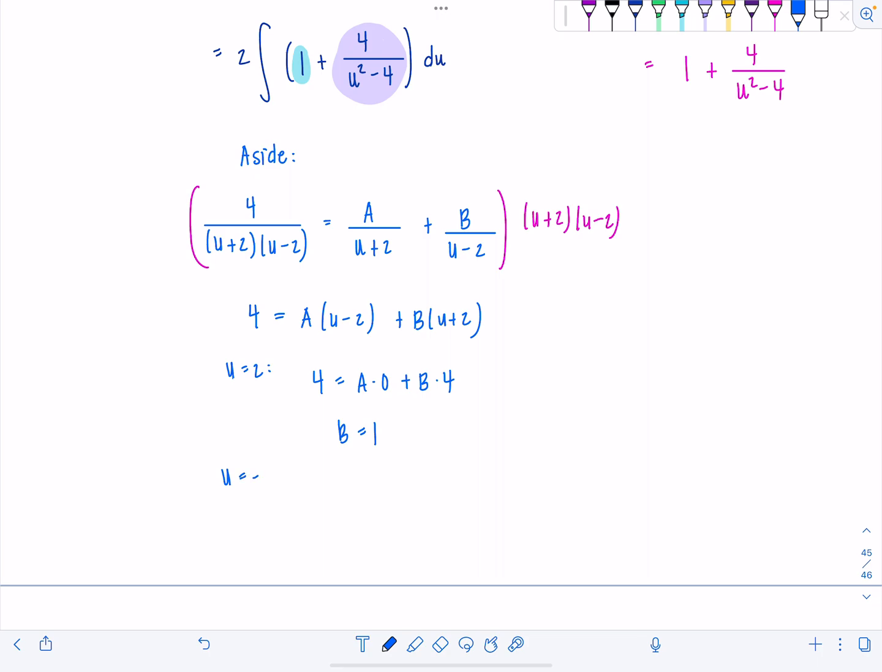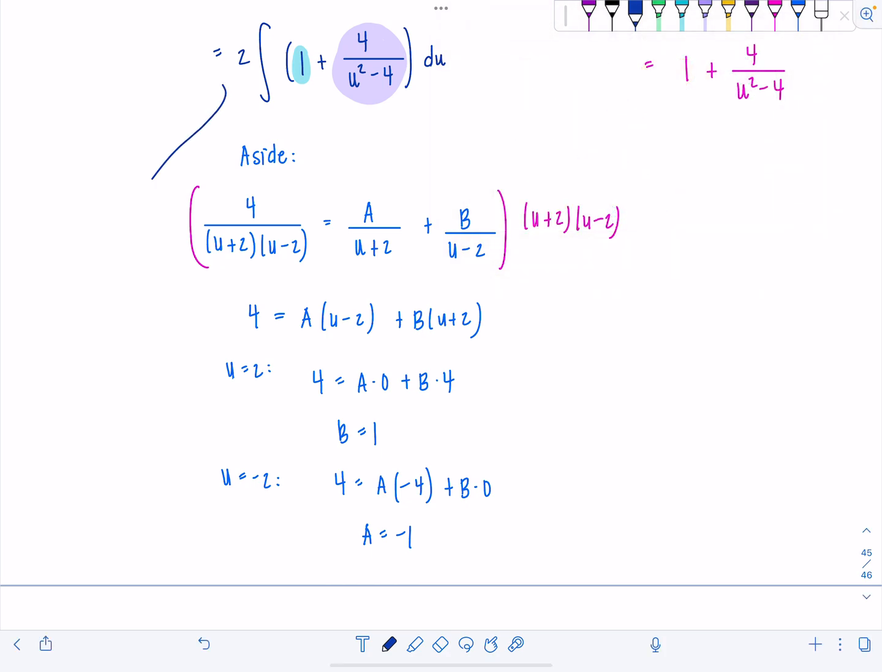Or if u is negative 2, then we have 4 equals a times negative 2 minus 2, that's negative 4, plus b times 0. So a is equal to negative 1. Very good. That means I can put this all together. Since a is negative, you might want to switch the order up, but I'll just keep it the same as we had it up here.